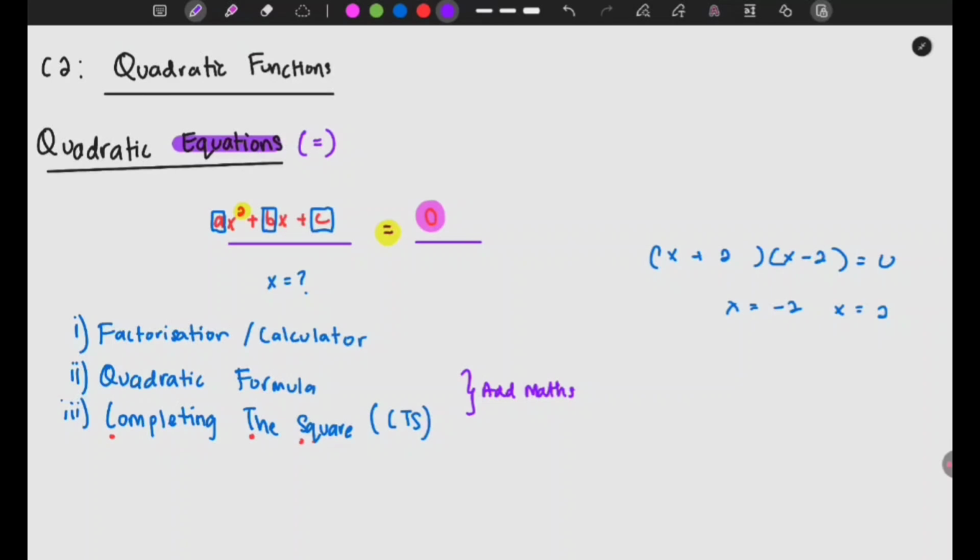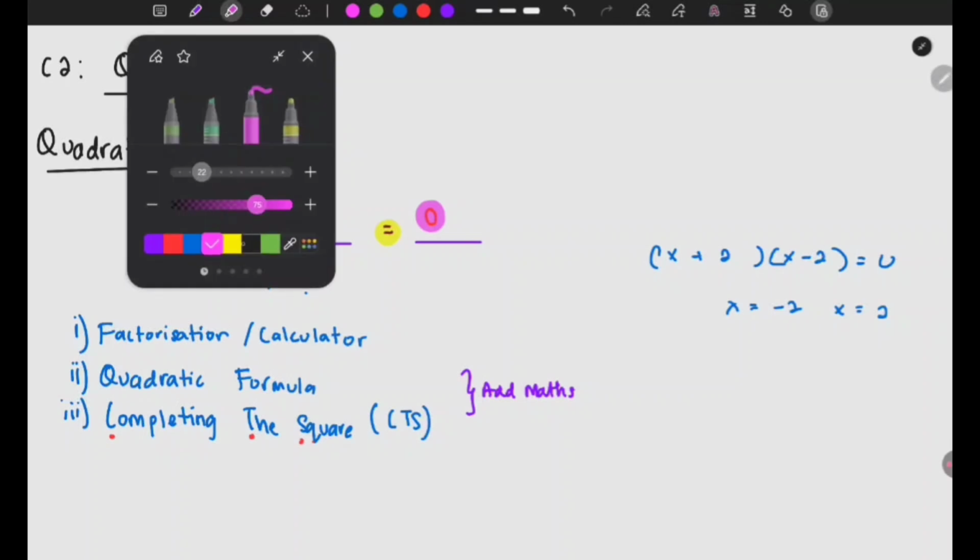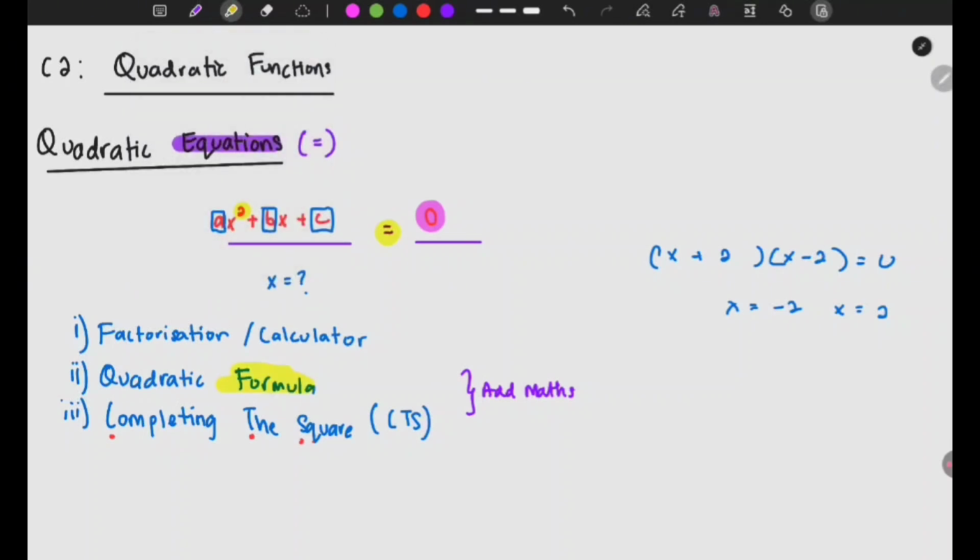So quadratic formula, the word itself says there is a formula. So you have the formula. And don't have to worry, you don't need to memorize the formula. It is given in the formula sheet of the exam paper, of the Addmaths exam paper. So when you get the Addmaths exam paper, the formula is given. You don't have to worry. Okay, the formula is given. But the completing the square also has a formula, but it is not given, so you have to memorize.